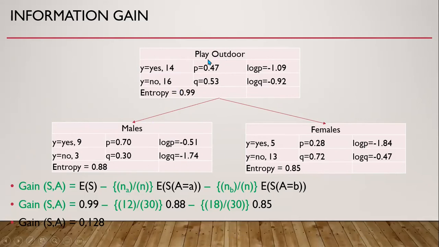The entropy of our entire set is 0.99. The entropy of males is 0.88, and the entropy of females is 0.85. So the entropy of the entire set minus the weighted average of the entropy of the leaf nodes is the information gain, and the information gain in this case is 0.128. Similarly, we select the attribute with the maximum information gain.